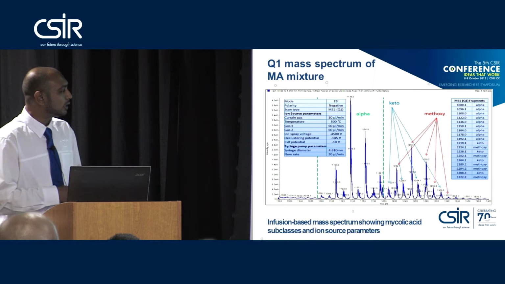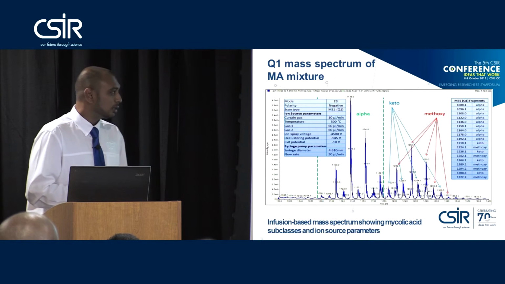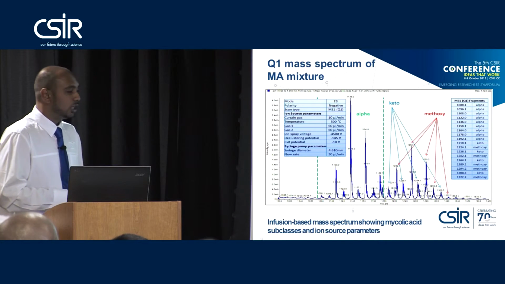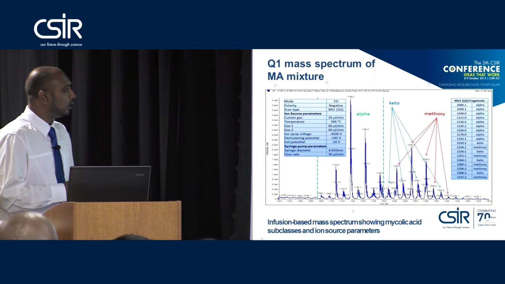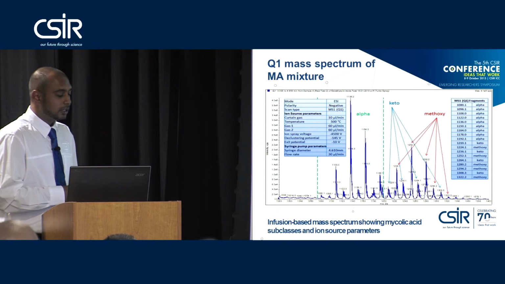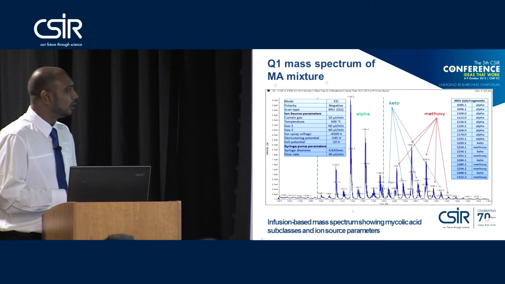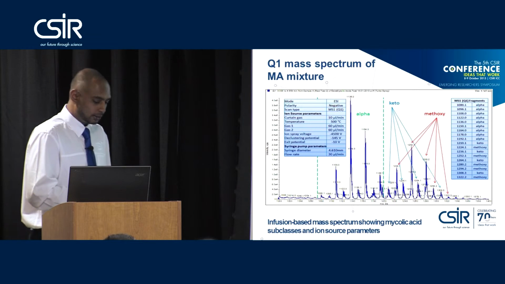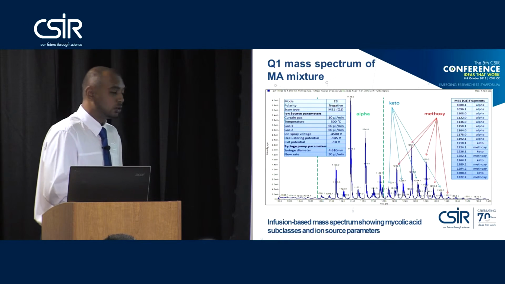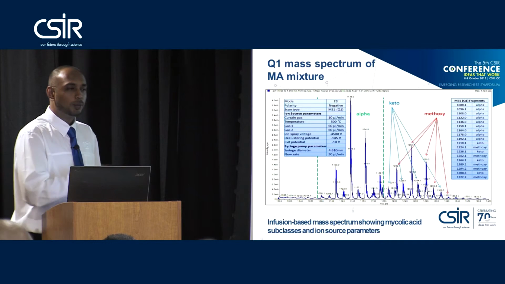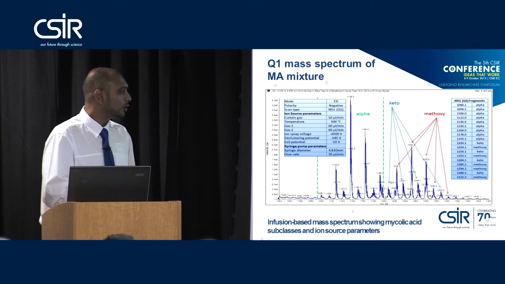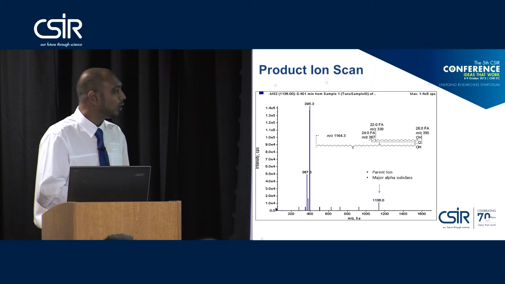What you see here is a mass spectrum as used in their study to differentiate between the alpha, keto, and methoxy mycolic acids. But in this mass spectrum, one can see that the keto and methoxy mycolic acids are overlapping, which is why liquid chromatography needs to be put at the front end of the mass spectrometer to resolve or separate these compounds.